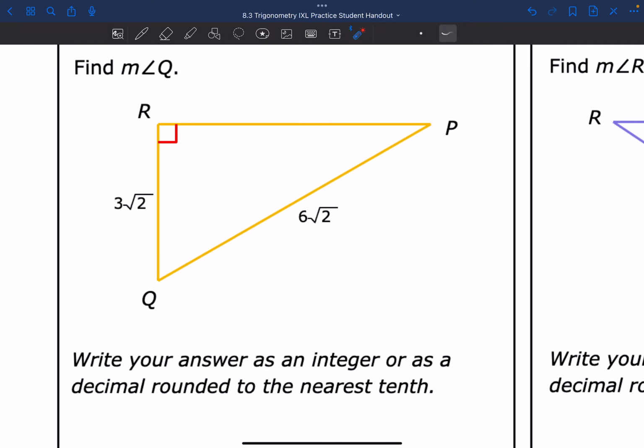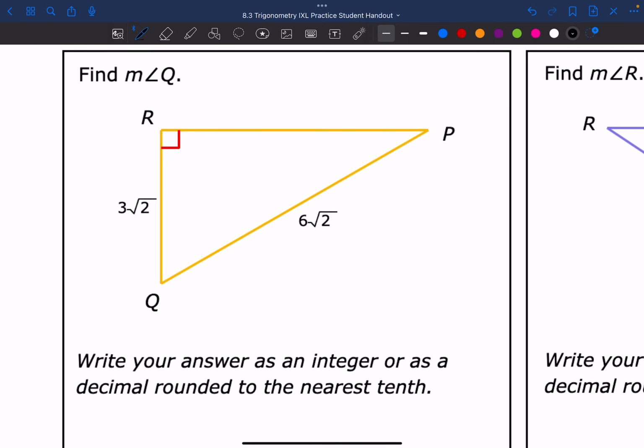Taking a look at this example right here, the way that you would read this is: we need to find the measurement of angle Q. M just means measurement, so we're finding what degree measurement is going to be for angle Q. Okay, now that we have that clarified, let's label our right triangle.